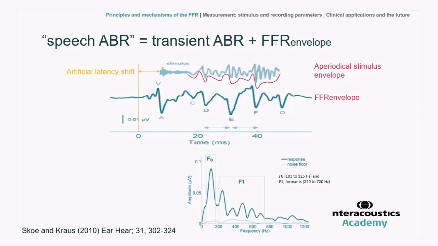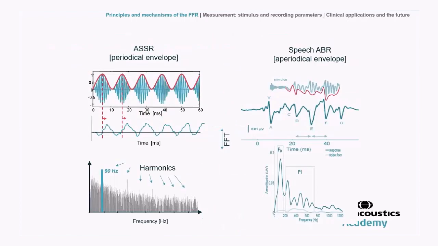And then having a look at the response in this corresponding time domain, there are these characteristic peaks that seem to correspond with the speech fundamental, the rate essentially of vocal fold vibration, and other harmonic structures of the speech. So to summarize, the ASSR on the left, a periodical envelope fluctuation analyzed in the frequency and the time domain, or the speech ABR on the right, an aperiodical envelope fluctuation analyzed in the speech and potentially the time domain as well.